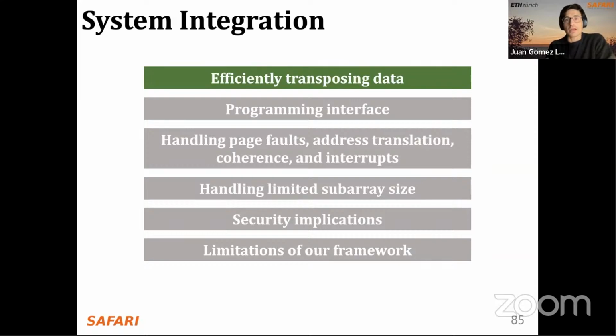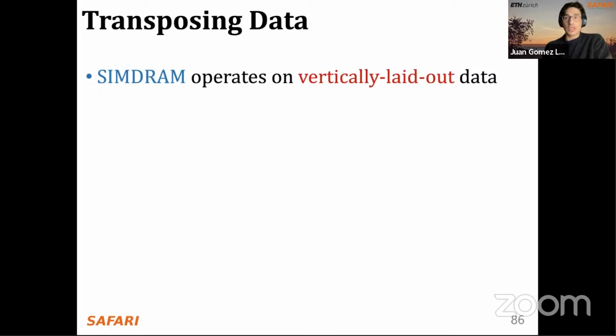The first one, and it will answer one of the questions that you may be asking yourselves, is how to transpose the data. Remember that in DRAM, conventionally, we have data stored in a horizontal manner. So the bits from the same word are in different bit lines, but this is not the way that SIMDRAM operates. SIMDRAM takes advantage of the vertical data layout, and this way we can have as many SIMD lanes as we have bit lines in each subarray.